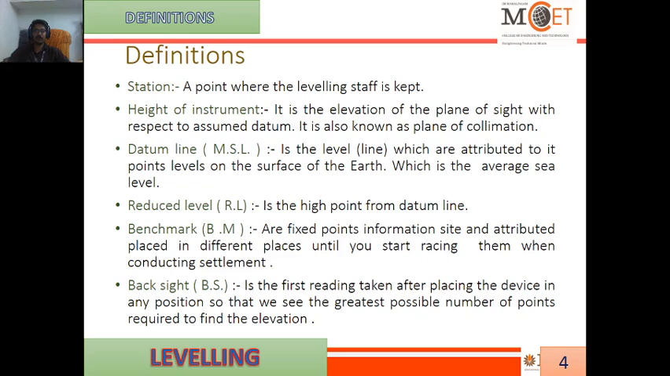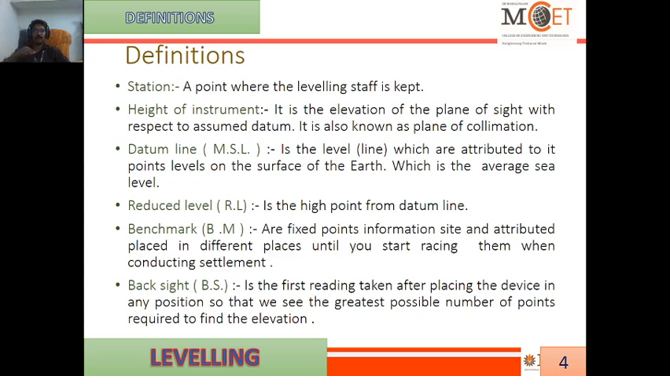The next term you have to remember is datum line. In brackets it was given with 3 letters, MSL. What is MSL? It means mean sea level. In Tamil they say kadal matta alavu, right? It is the level line to which the levels of points on the surface of the earth are attributed, which is the average sea level.